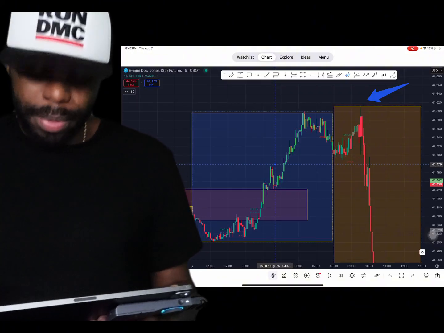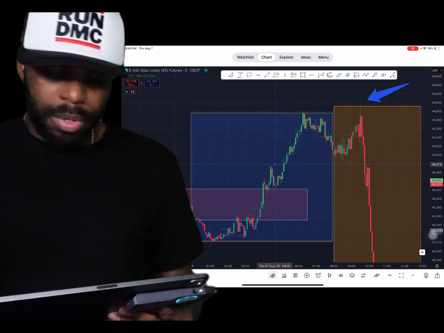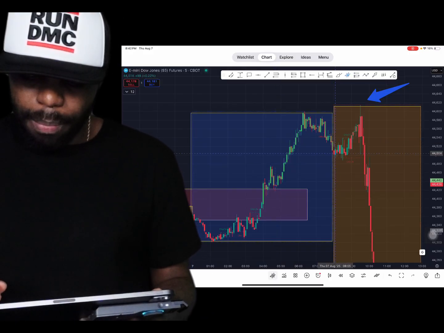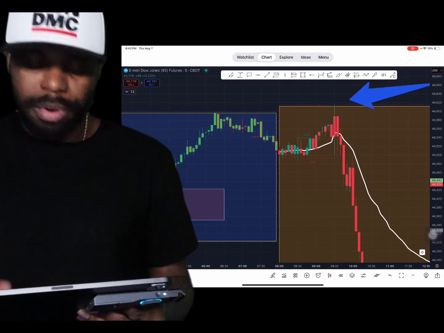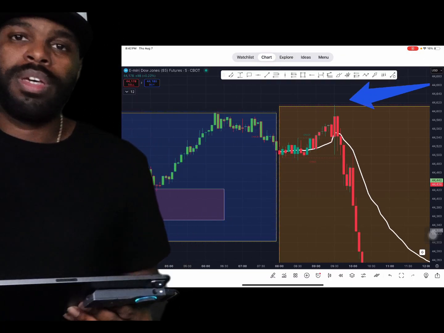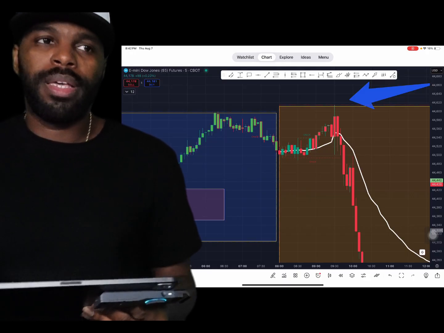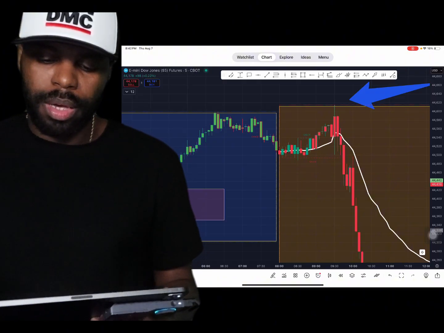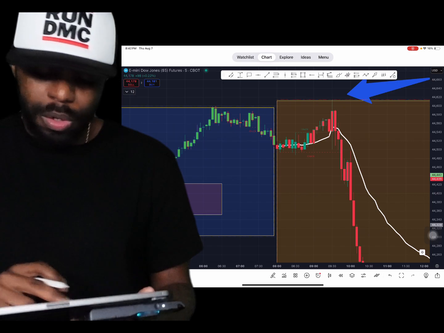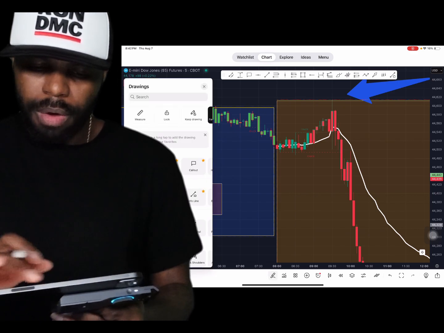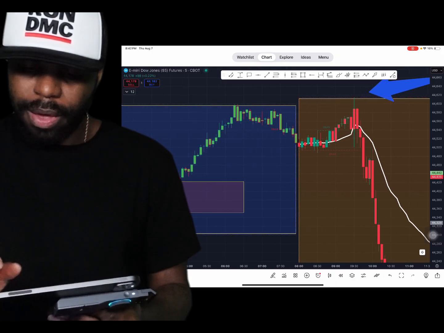Once I see that sweep, I'm gonna throw on my anchor VWAP. If you don't know what anchor VWAP is, you can just look it up on YouTube. I put it on at the start of the US session, and whenever price closes and breaks this VWAP, then normally I'm taking the trade. As you can see right here, once you saw that break, you could have taken the trade right here off of that VWAP break. Let me actually show you guys.